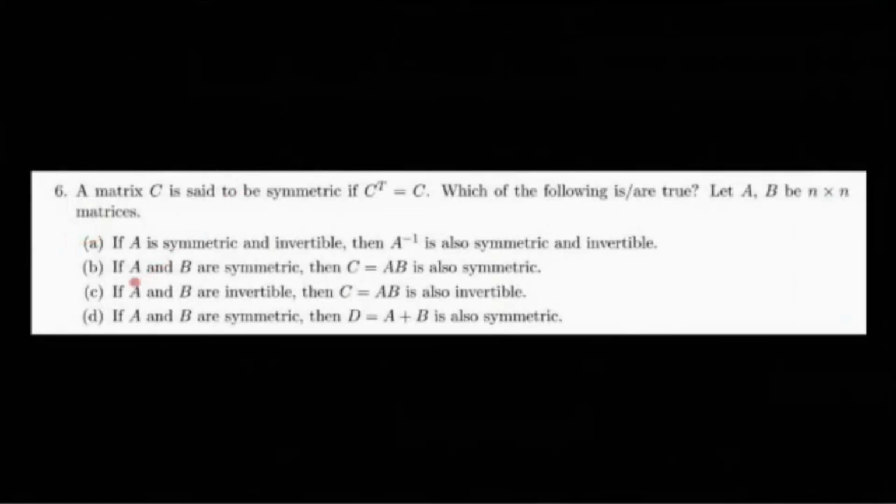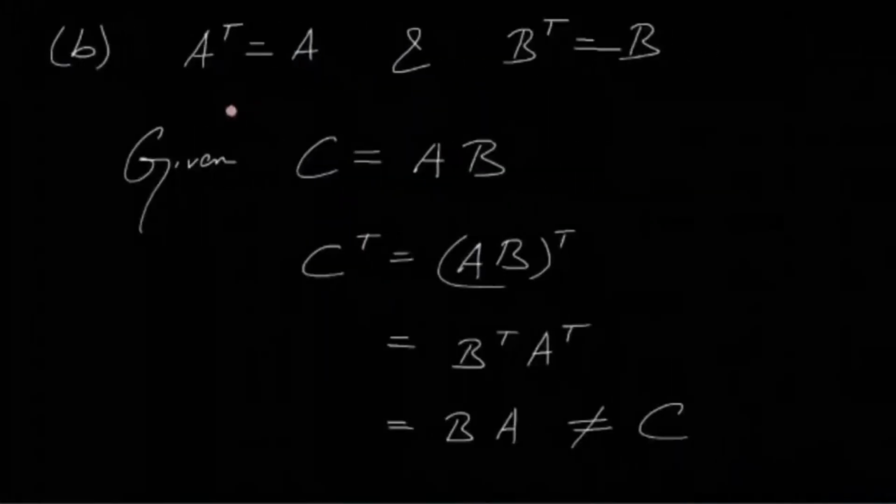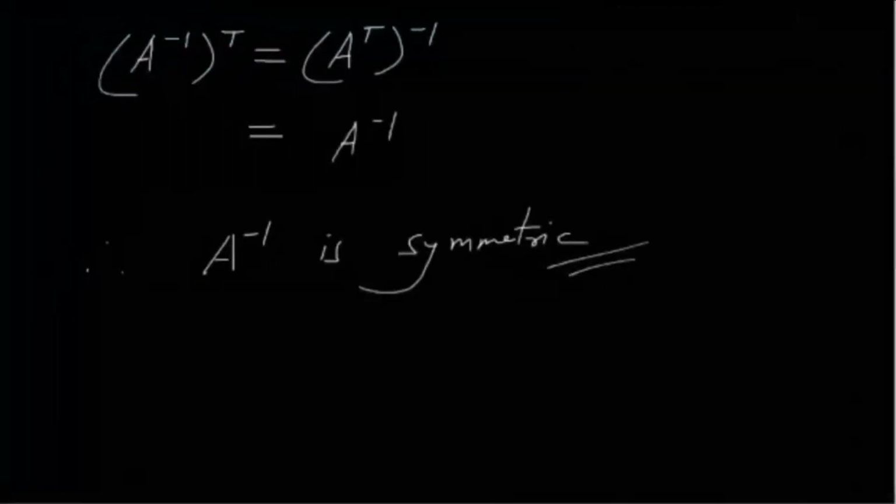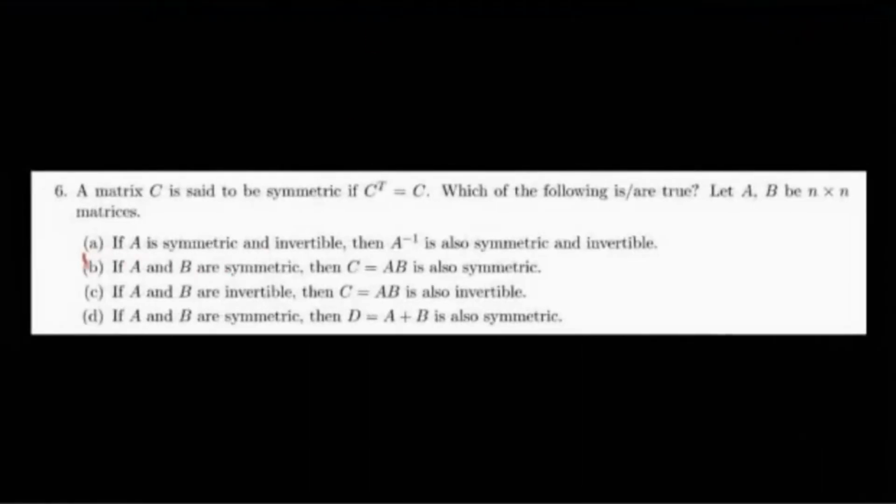What about option B? If A and B are symmetric, then C is equal to AB is also symmetric. Let's check that. So A transpose is equal to A and B transpose is equal to B because they are said to be symmetric. Now given C is equal to AB, C transpose is equal to AB whole transpose, which is B transpose into A transpose. From the properties of transpose, we know that, which is B into A because B transpose is equal to B and A transpose is equal to A, already given. But BA is not equal to AB, so it is not equal to C. Therefore, C transpose is not equal to C, therefore C is not symmetric. So option B is not true.